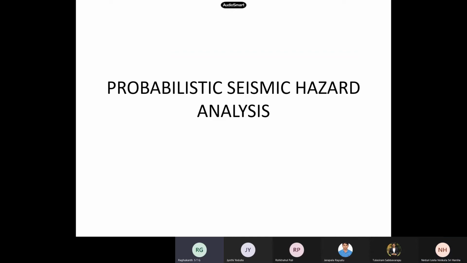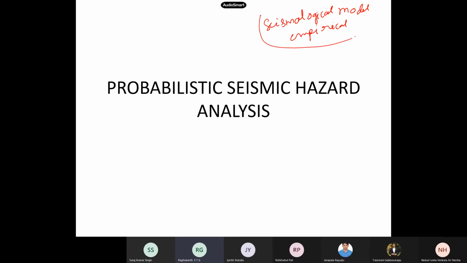If you remember, in the last class we discussed the seismological model. I hope all of you have downloaded the Fortran codes of Boore, and then you have to practice, generate some time histories and other things. We discussed the empirical model itself in our last class, with which you can generate acceleration time histories for a given magnitude, distance, and other parameters.